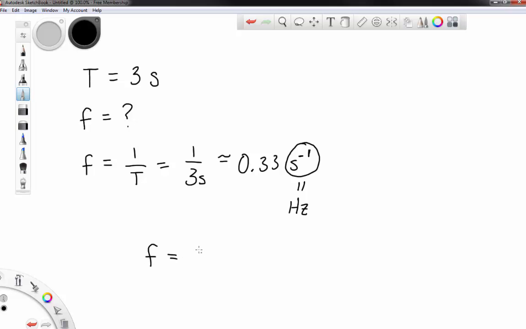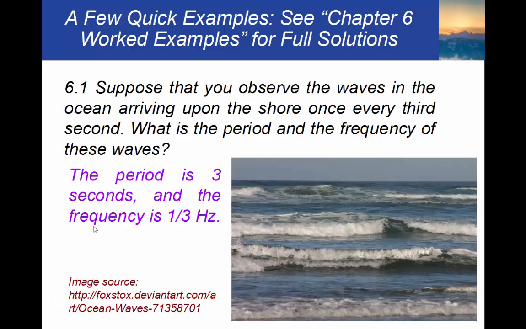So our frequency can be given by 0.3. Since we only had one significant figure, I guess you'd just say 0.3 hertz. Though if we have more significant figures, then we can just add some more 3's after that. So period is 3 seconds, frequency is 1/3 of a hertz.